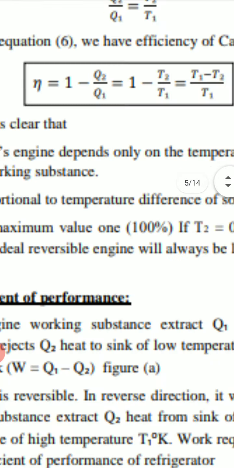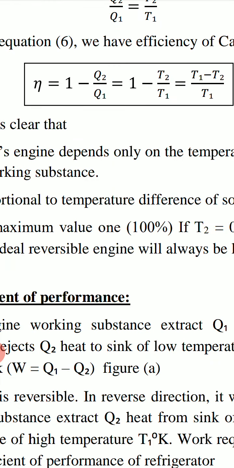So Carnot considered an ideal heat engine and proved that even if we take an ideal heat engine, its efficiency can never be 100%. It is always less than 100%, less than 1.